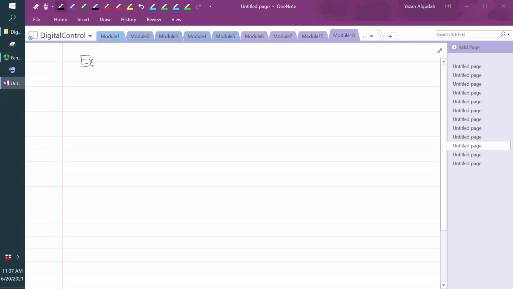So as an example, we want to calculate g of z, the zero-order hold equivalent discrete time model of the following system.